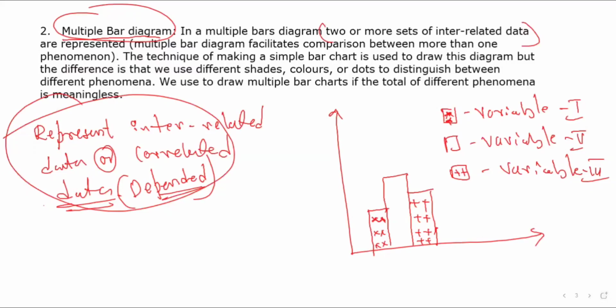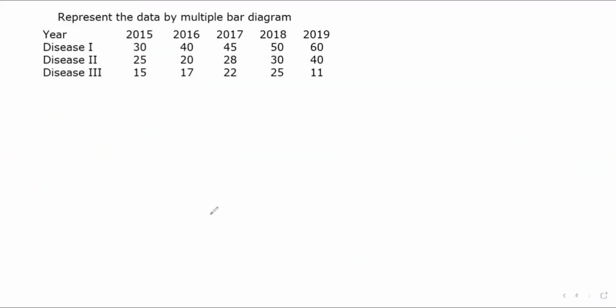So now we will solve one example related to multiple bar diagram. Here, what is given? Represent the data by multiple bar diagram. They have given year-wise data about diseases. In the year 2015, the number of people affected by disease 1 is 30. In the year 2015 only, the number of people affected by disease 2, a different kind of disease, is 25. Next, 15. Likewise, they have given the data.